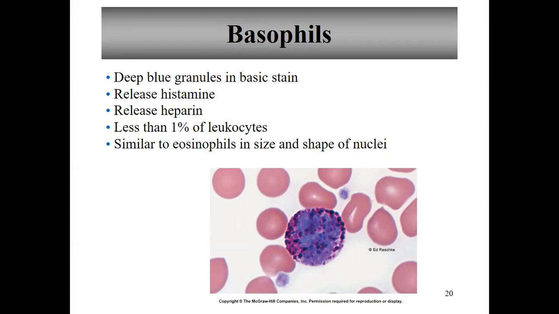It also releases heparin. Those of you who are in pharmacology now should recognize heparin. If not now, soon you should be able to recognize heparin as a blood thinner, the medication used as a blood thinner. This is a chemical that your white blood cells, specifically your basophils, produce to do the same thing. Basophils should be less than 1% of your leukocyte total. So if 1% or more of your leukocytes are basophils, then you know that something is going on with the basophils. Basophils are also similar in size to your eosinophils.